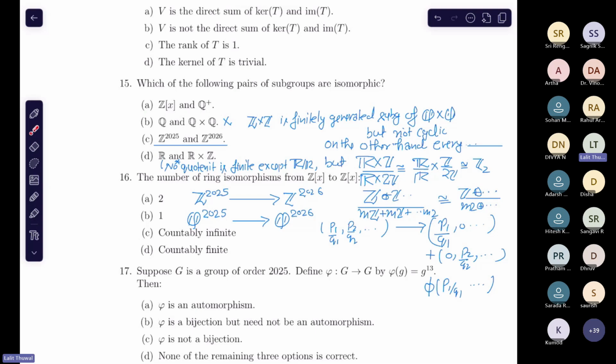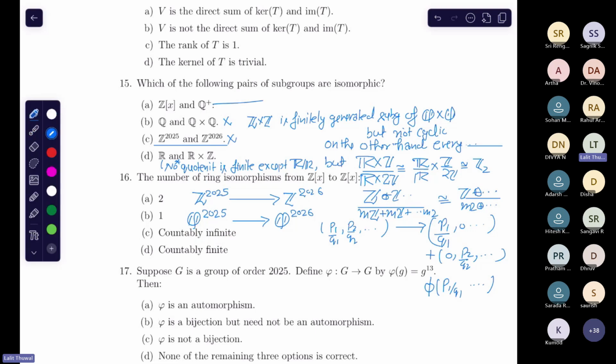In some way you can extend it. I will write the exact formula for how you can extend it explicitly at the end of the session in the notes. So this cannot happen.